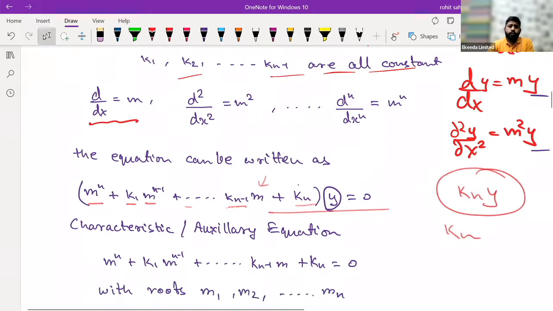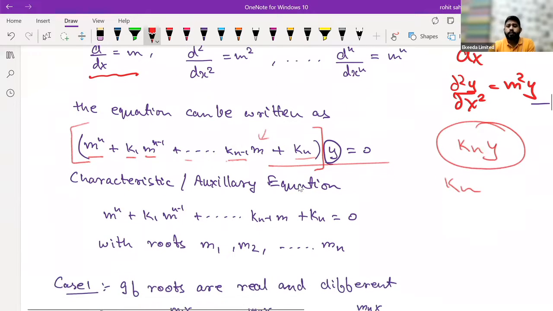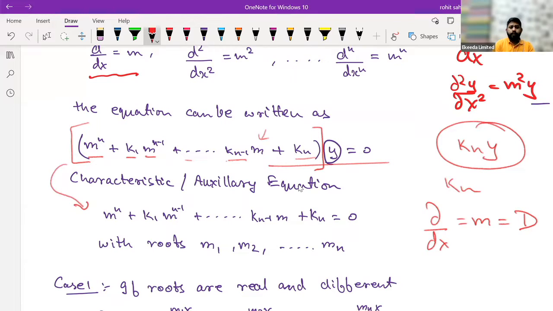So from this equation, if you leave out y, the remaining expression is a function of m. This m is also written as d, since d by dx is m. So this whole polynomial function of m is f of d. This is called f of d, which is your characteristic or auxiliary equation. F of d equal to 0 is a polynomial equation in terms of m or d, whichever you say.